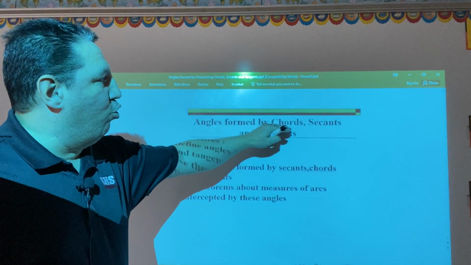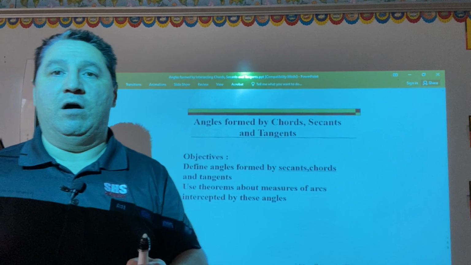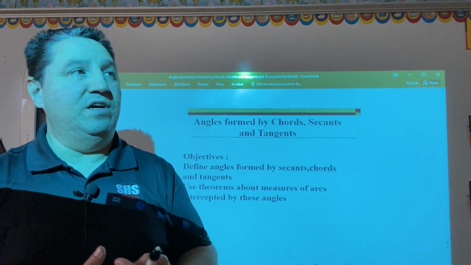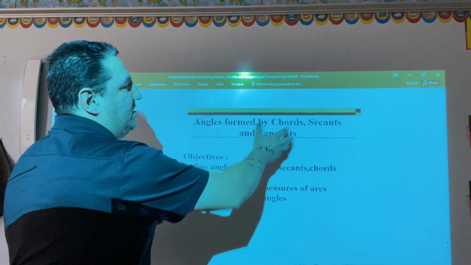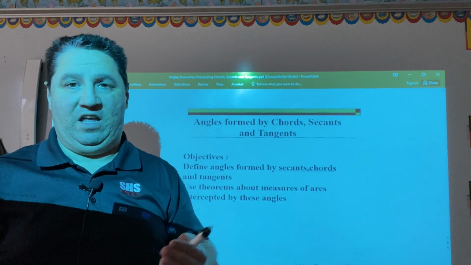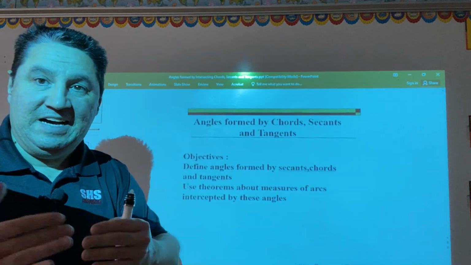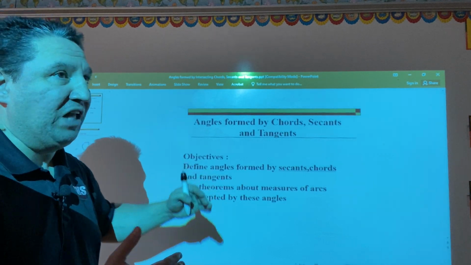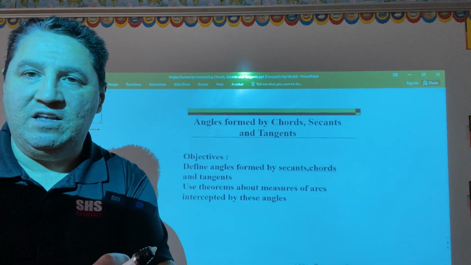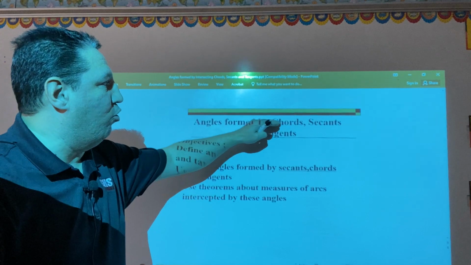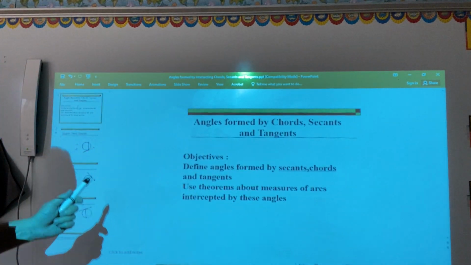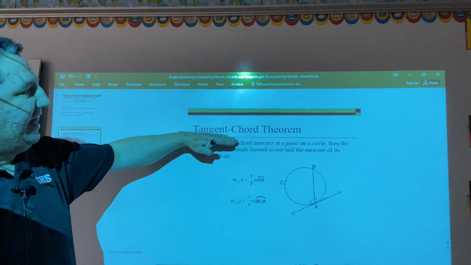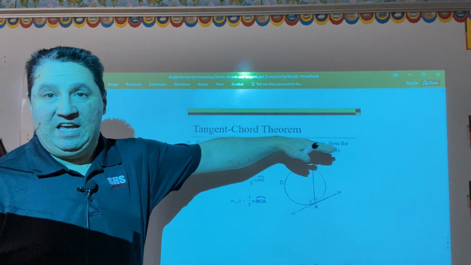As we know, chords, secants, and tangents are parts of a circle, right? When these parts intersect, they form different angles. And in this lesson, we'll talk about how to find these angles formed by chords, secants, and tangents. The first possible combination is when a tangent and a chord intersect.